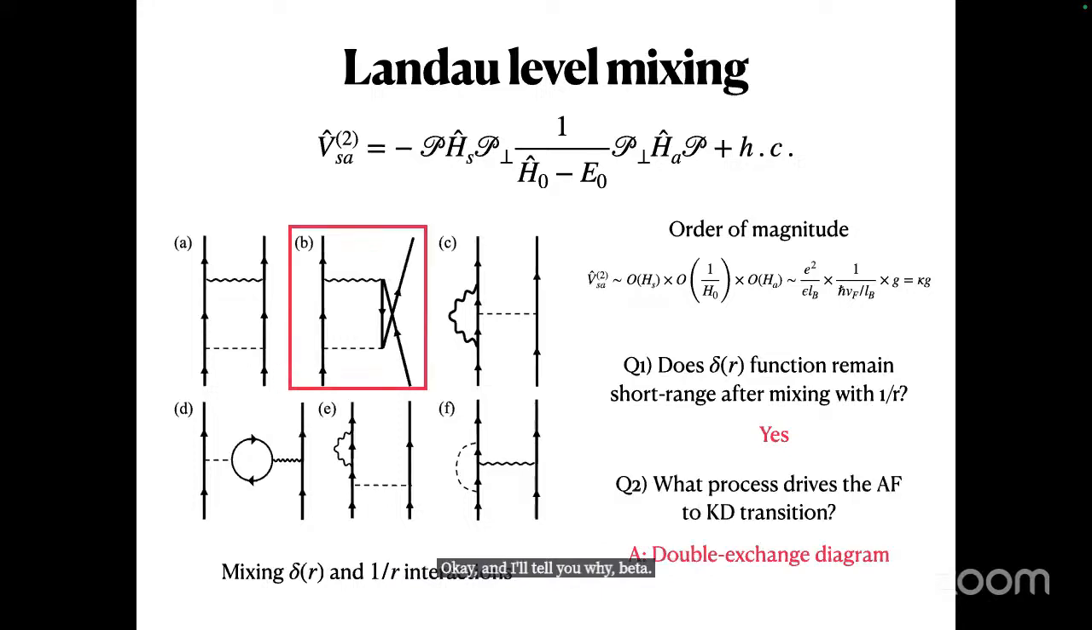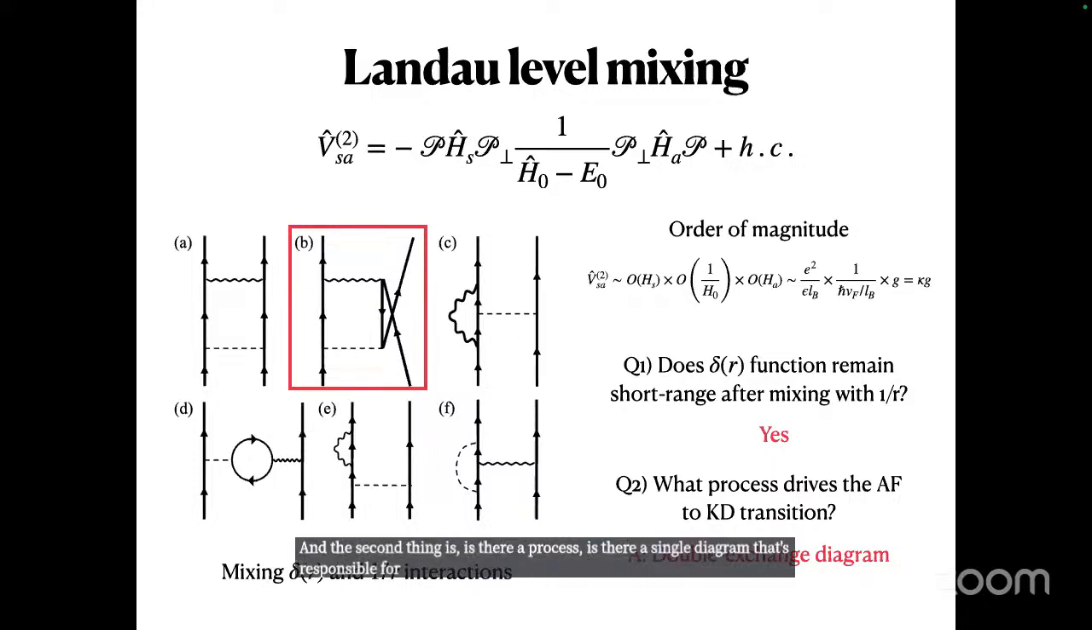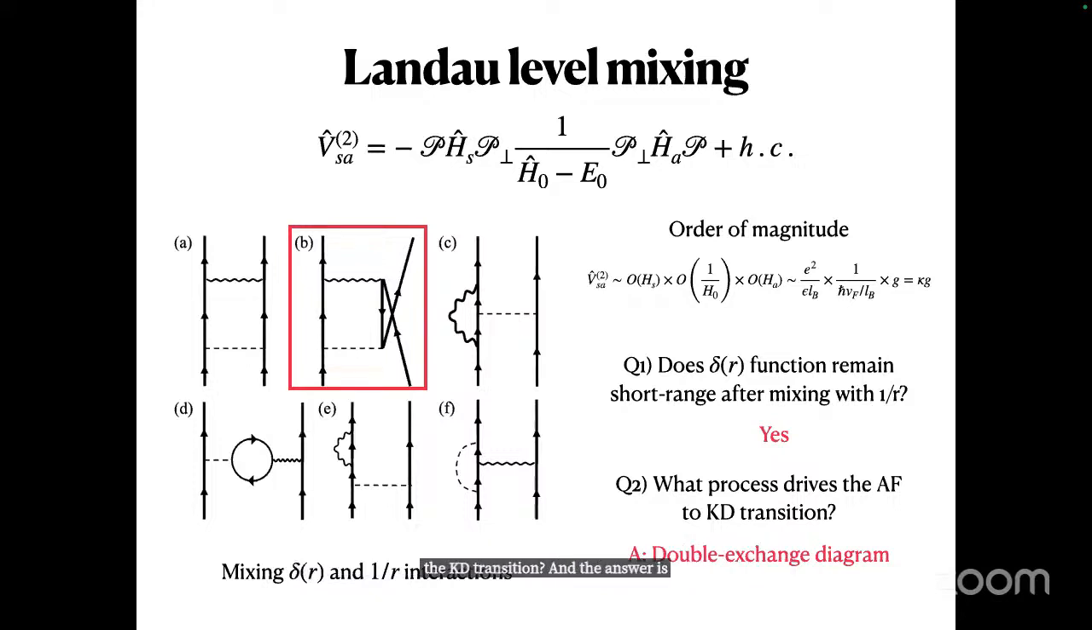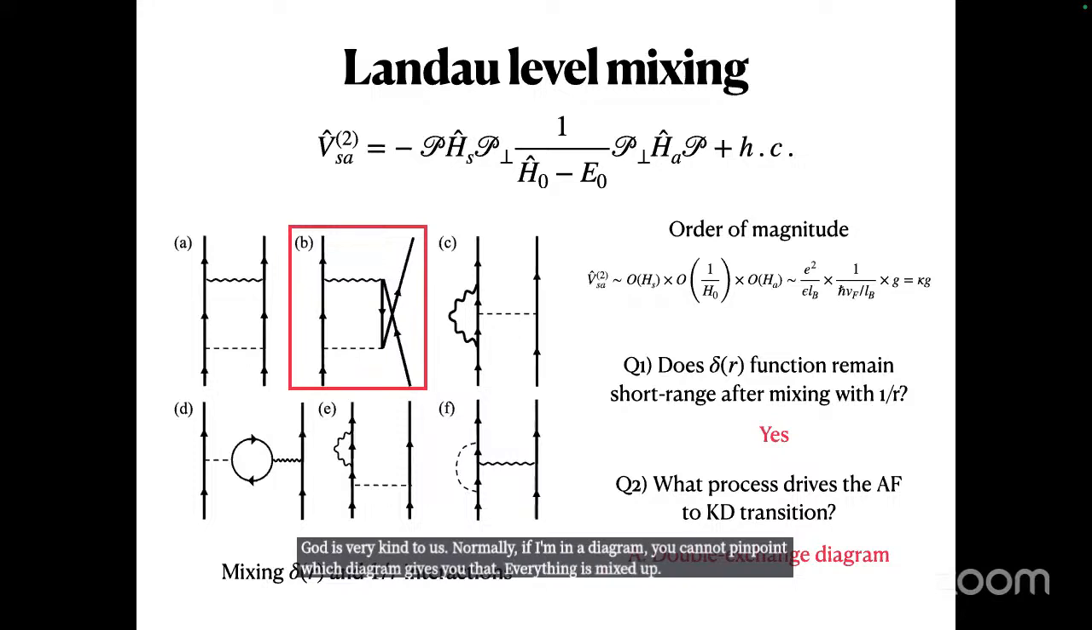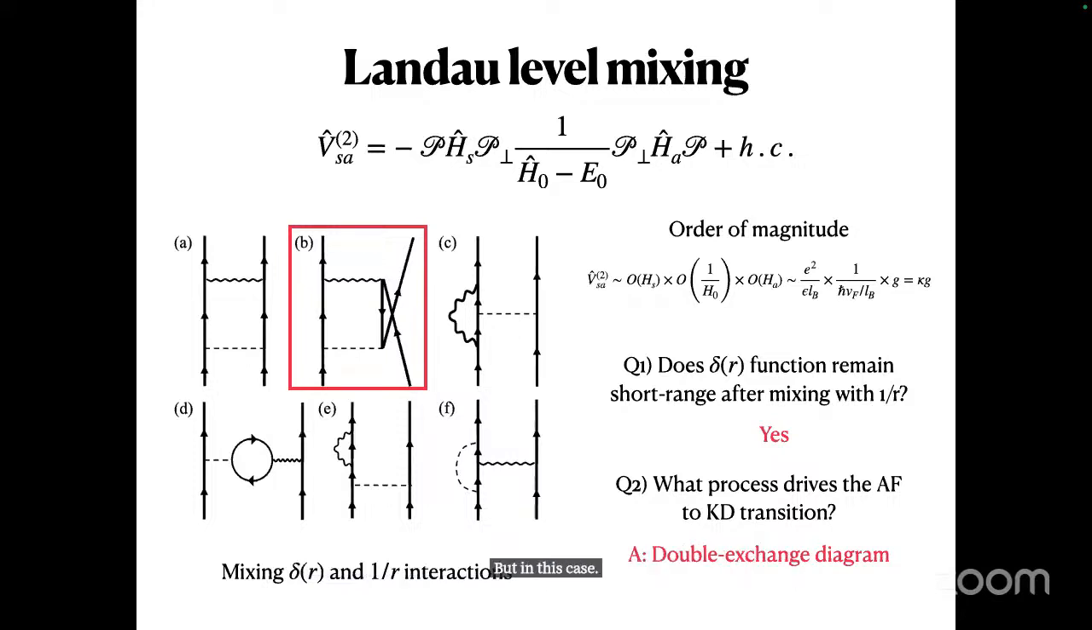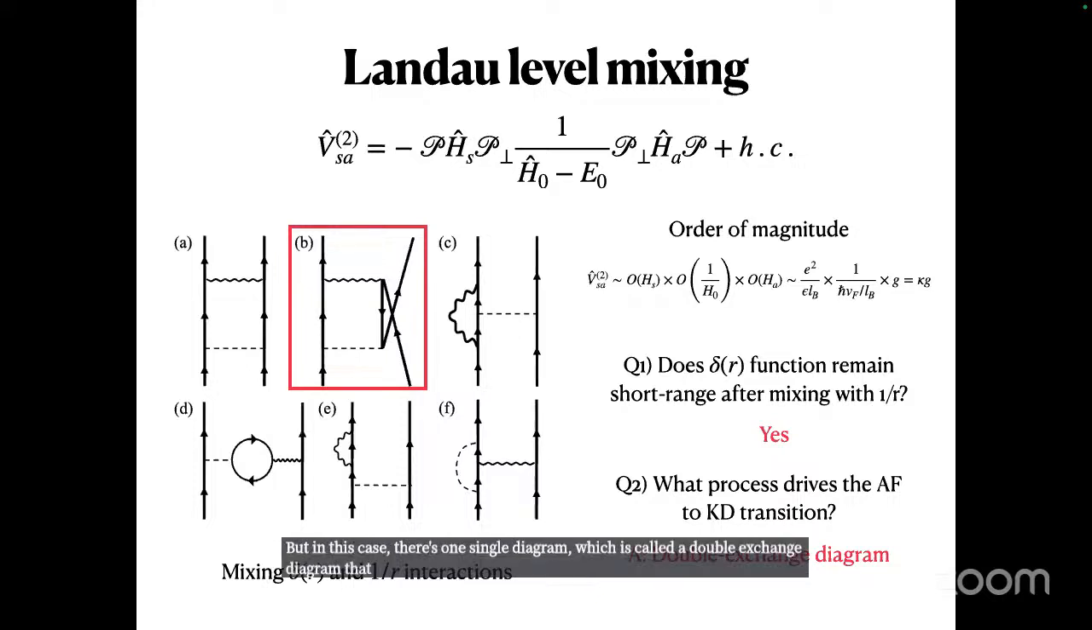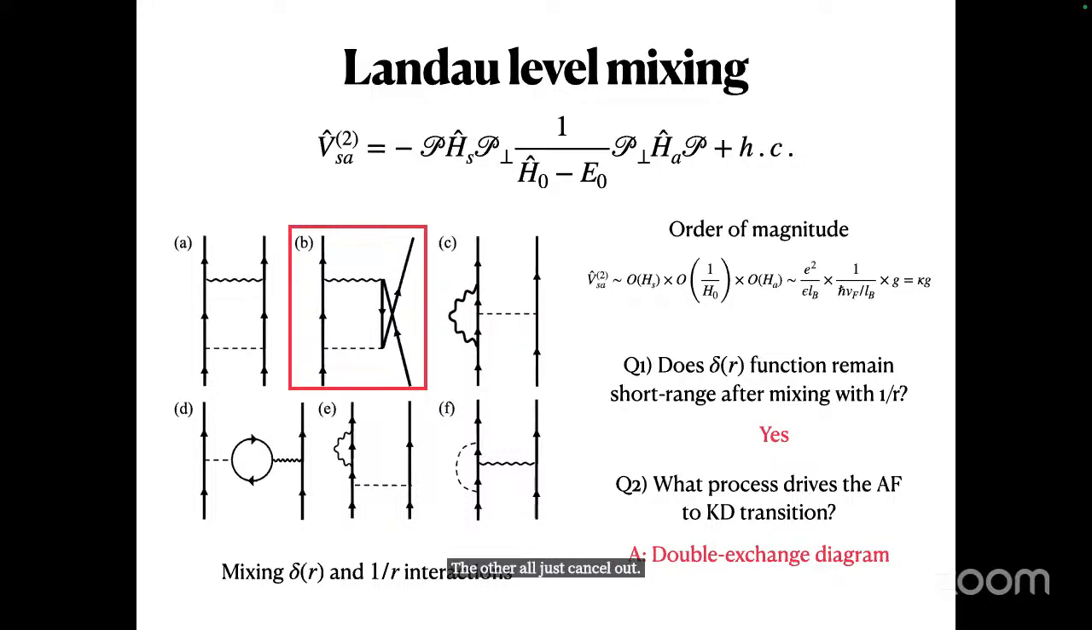The second thing is, is there a single diagram that's responsible for driving the antiferromagnetic state to the KD transition? And the answer is, God is very kind to us. Normally, with a Feynman diagram, you cannot pinpoint which diagram gives you that. Everything is mixed up. But in this case, there's one single diagram, called the double exchange diagram, that is solely responsible for this transition. The others just cancel out. So I'll mainly focus on this one later.